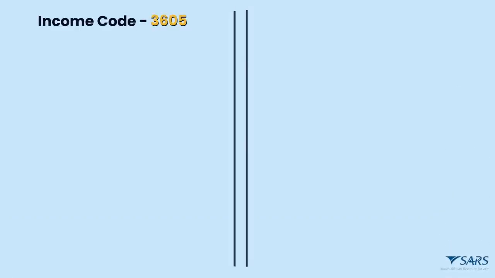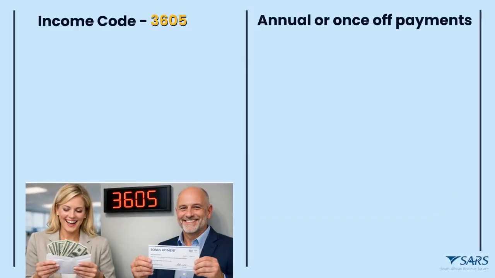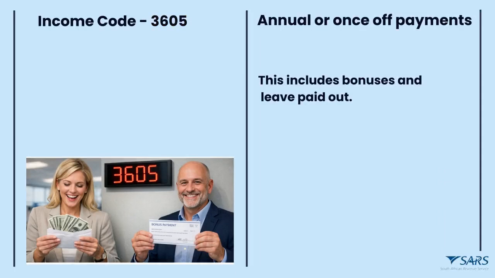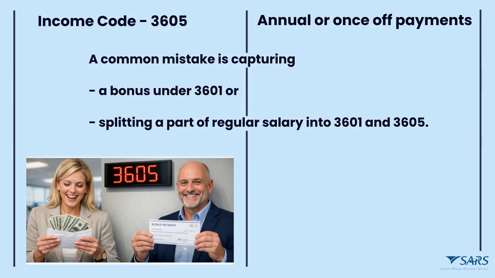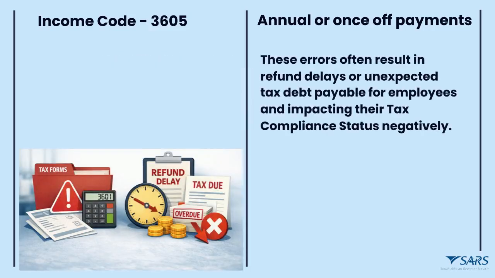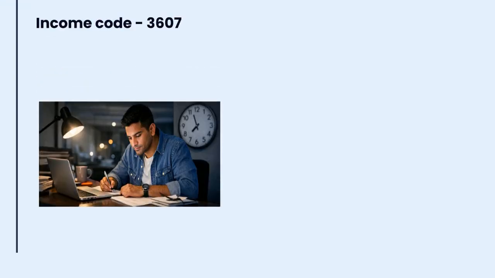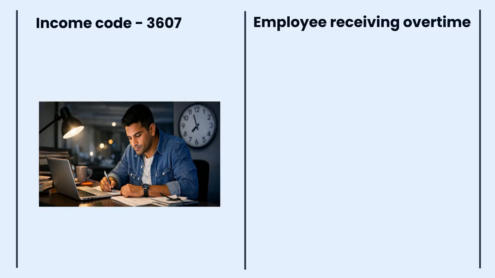The next code, 3605, is for annual or once-off payments. This includes bonuses and leave payout. A common mistake is capturing a bonus under 3601 or splitting a part of regular salary into code 3601 and 3605. These errors often result in refund delays or unexpected tax debt payable for employees and impacting their tax compliance status negatively. For an employee receiving an overtime payment, code 3607 must be used.